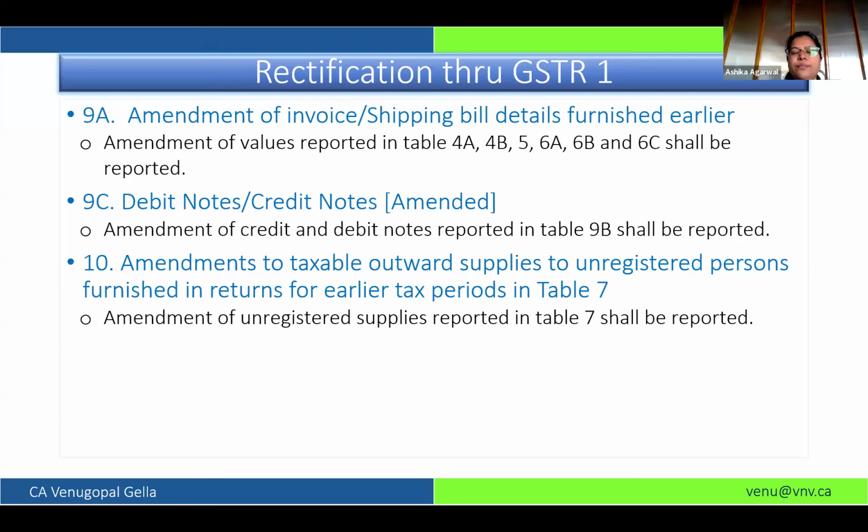If you have B2B related supply, you have to do it through 9A. If it's related to a debit note or credit note, through 9C. And if it's related to B2C unregistered supply, then through table 10. So these are the 3 tables which are relevant for any error you made while filing your GSTR-1 for 24-25 or 25-26 till date.